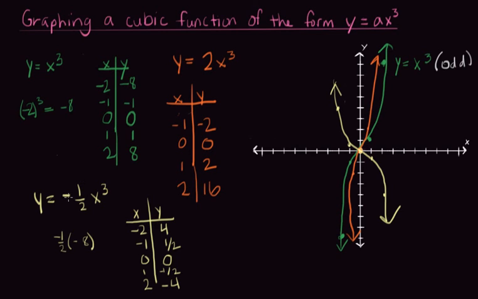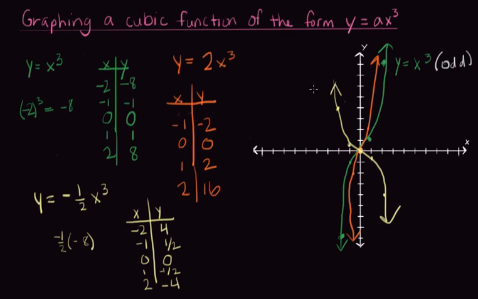So if there's a negative in front, it's going to switch so that it's going from the second quadrant to the fourth quadrant instead of the first and the third. And when we have a half in front, it's going to make it shorter and fatter, whereas having a 2 in front made it taller and skinnier.